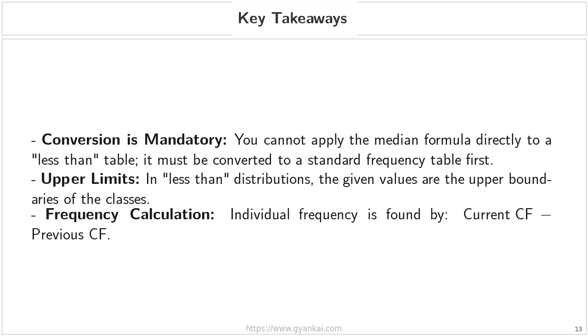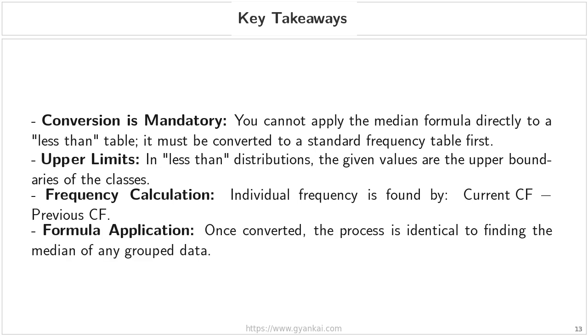To find the individual frequency for any class, you simply take the cumulative frequency of the current class and subtract the cumulative frequency of the previous class. It is this subtraction step that turns our cumulative data into the individual frequencies we need. Finally, once you have successfully completed the conversion, the formula application becomes much simpler. Once the table is converted, the process is identical to finding the median of any standard group data that you have studied previously. All right, we have reached the end of our lesson.